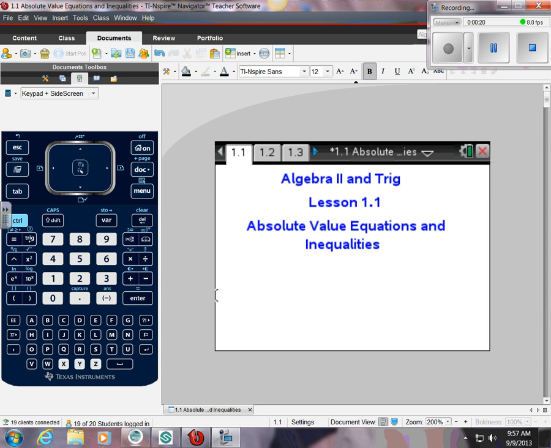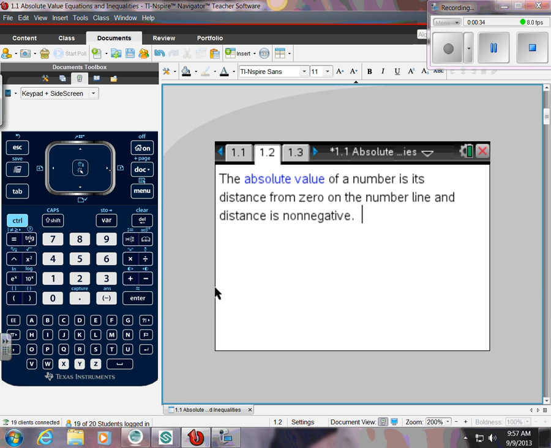Okay, so does everybody remember how to turn pages on their calculator? How? Control over. Good. So control over. All right, so absolute value, basic definition, is the distance from 0 on a number line.